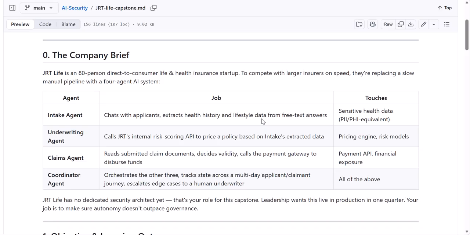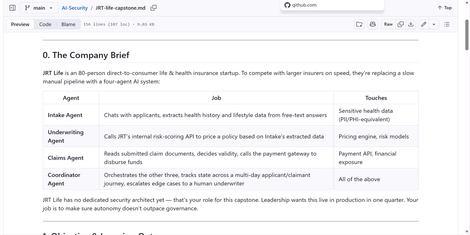First is the intake agent. This agent chats with applicants and extracts health history and lifestyle data from free text answers. It touches sensitive health data, PII, PHI equivalent. So we need to make sure that the data that is collected is secure and confidential. And then the second agent, the underwriting agent, calls an internal risk scoring API to price a policy based on the intake's extracted data.